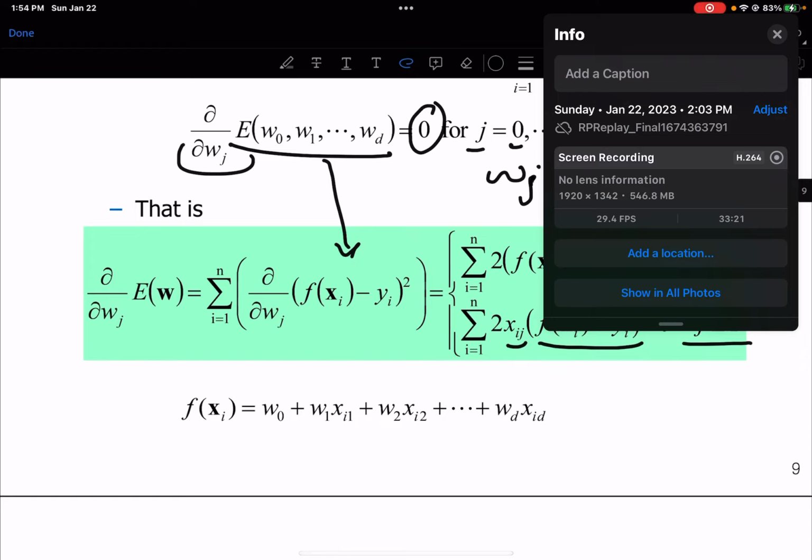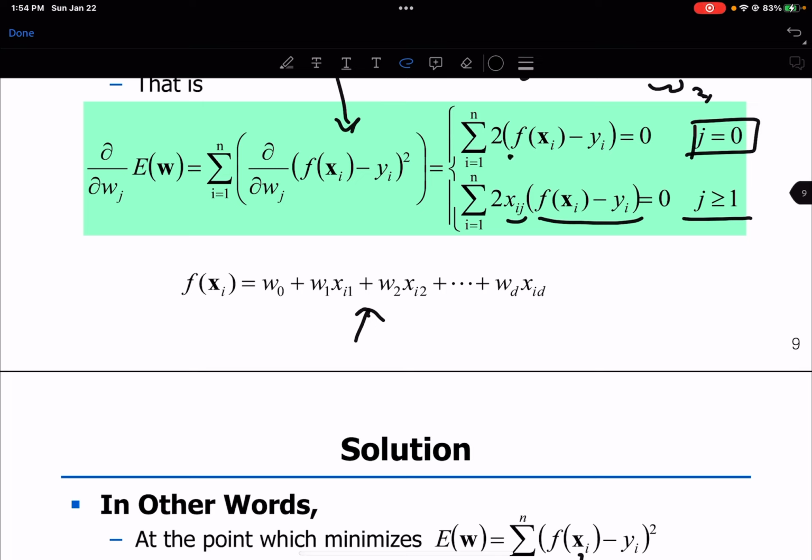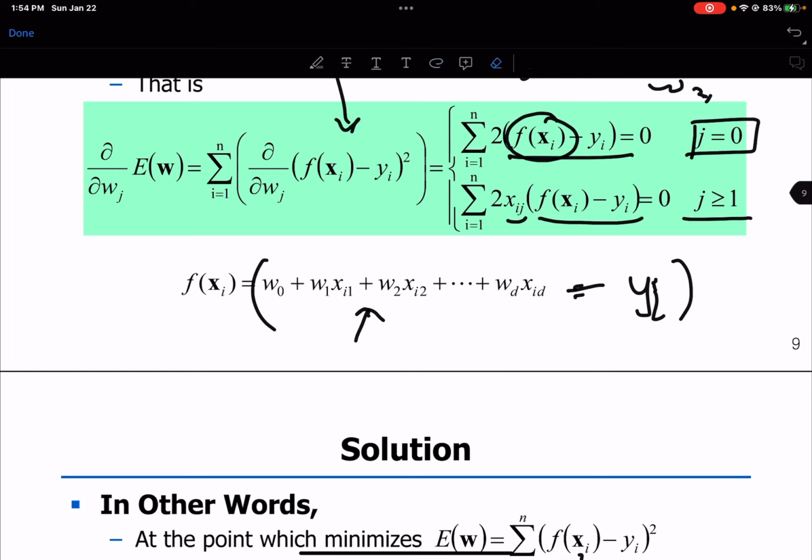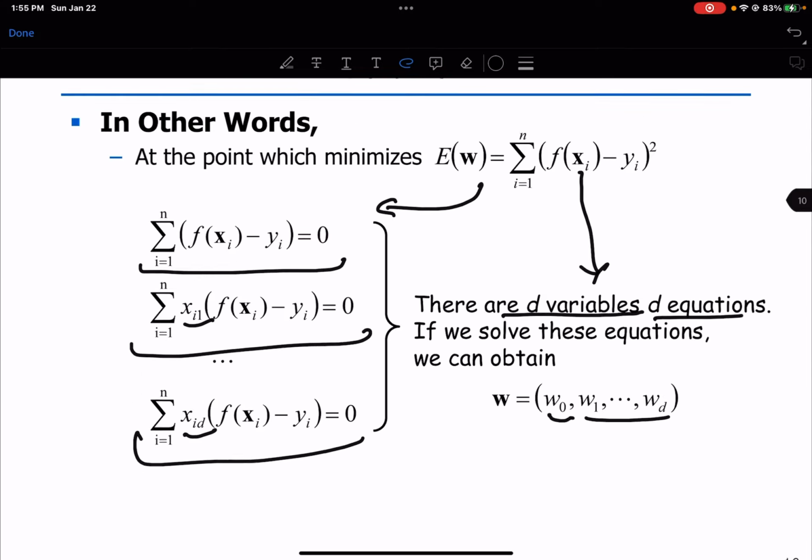It comes from here, w0. For the first one, we determined that this f of xi minus yi was equal to 0. So minus yi equal to, sorry for the bad handwriting. So this f of xi minus yi, this is where it comes from, so we can represent it for j0.